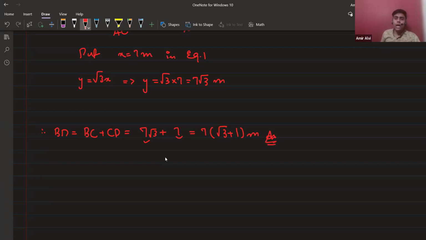That's how you will handle the two angles simultaneously, the angle of depression and the angle of elevation. Clear, everybody? Yes, sir. Any doubt?